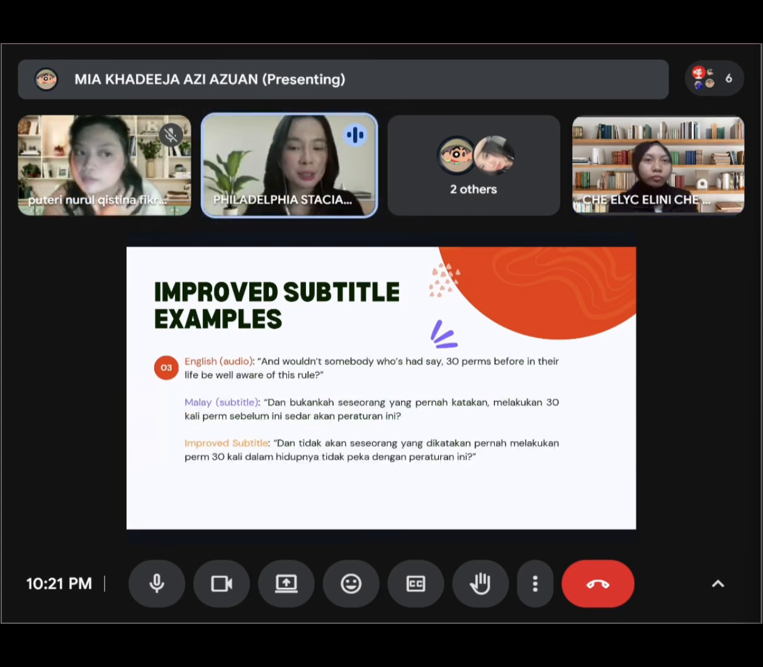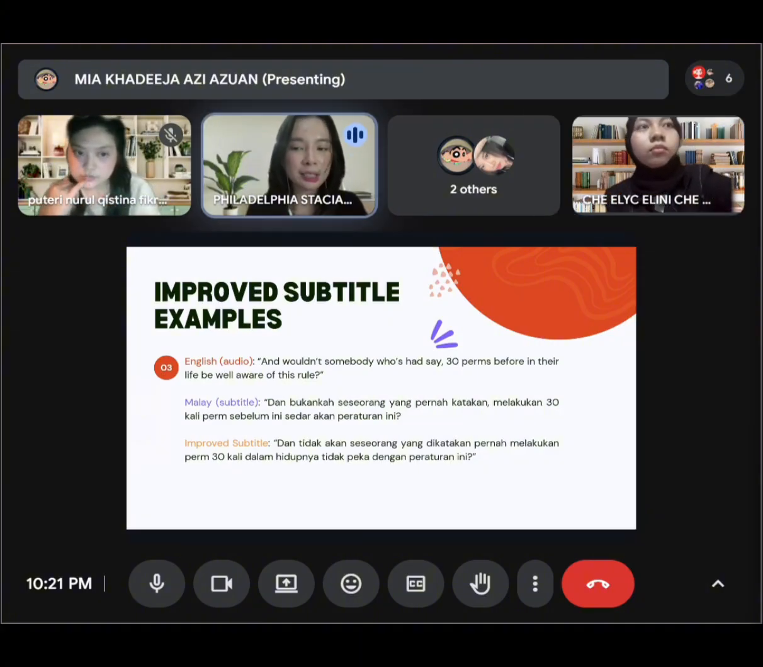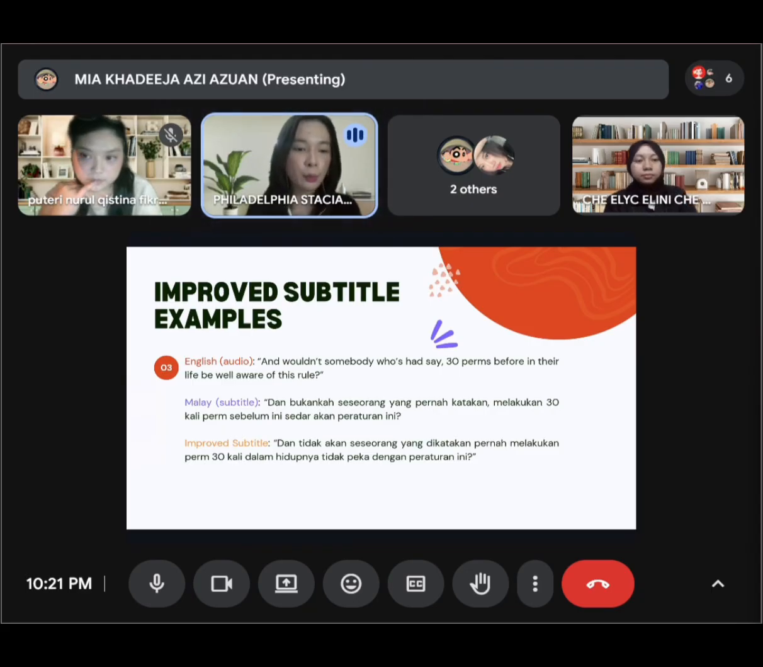So for the longer sentence, I quote, "And wouldn't somebody who's had say 30 perms before in their life be well aware of this rule?" The original subtitle was, and I quote again, "dan bukankah seseorang yang pernah katakan melakukan 30 kali perm sebelum ini sedar akan peraturan ini," which is grammatically awkward.